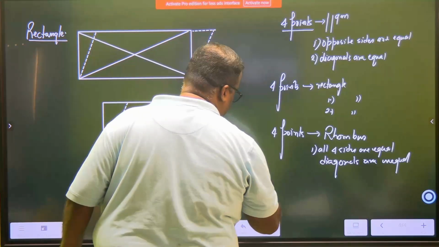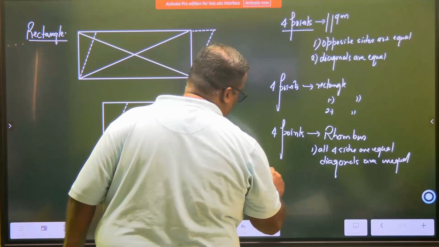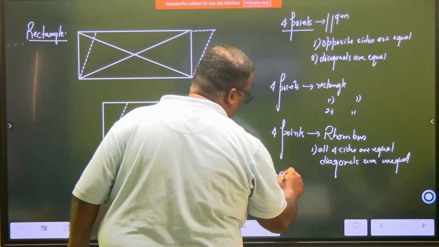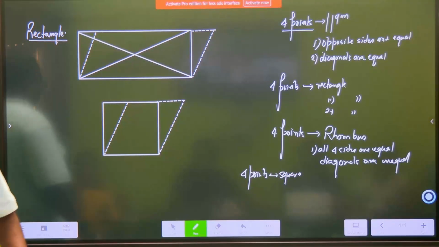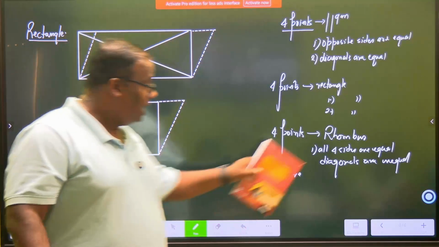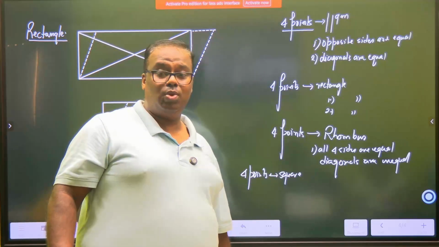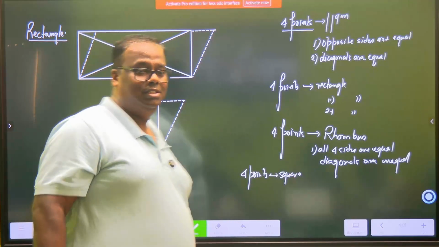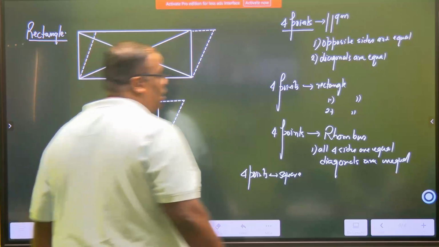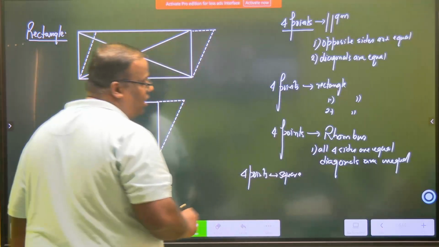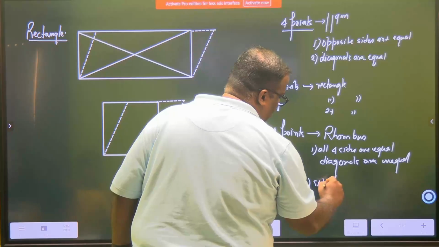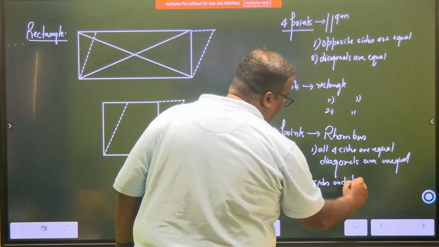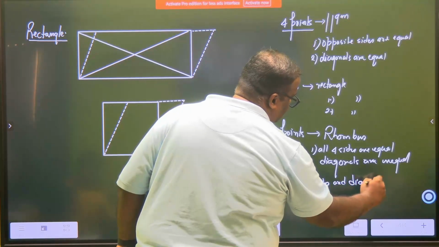And 4 points can form a square. Tell me in square, what should be the rule? No. Square, the diagonals will be equal. Square, the diagonals will be equal. And sides will also be equal. Rhombus is a slightly indisciplined square, understand that. So sides and diagonals are equal. You understood?